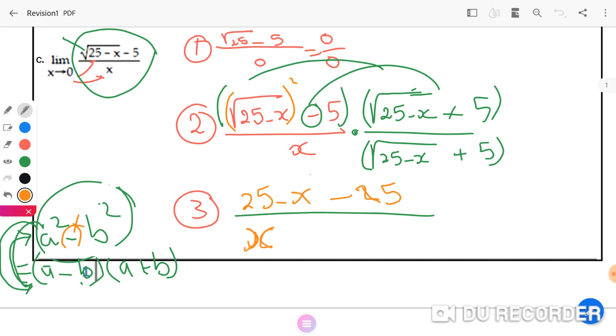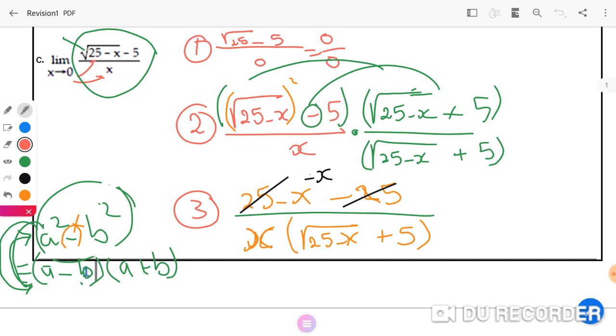Product, okay? Here, square root 25 minus x plus 5. I keep it as it is. I have to simplify the numerator. Here 25 minus 25 is 0. What is the new numerator? Negative x. Here I have to simplify the new numerator with the denominator.